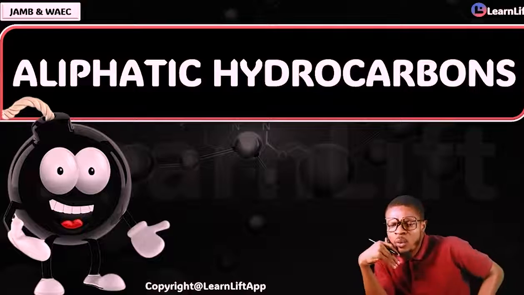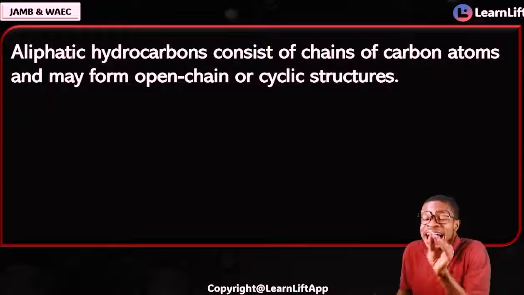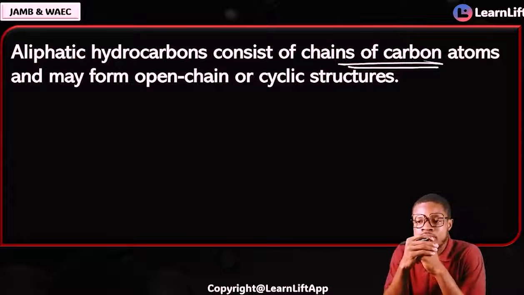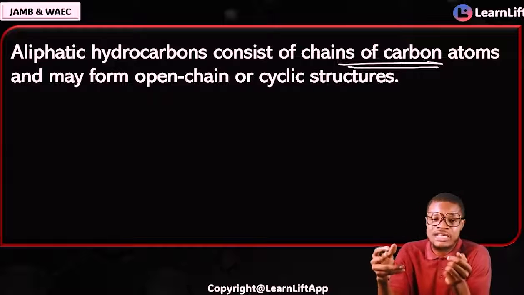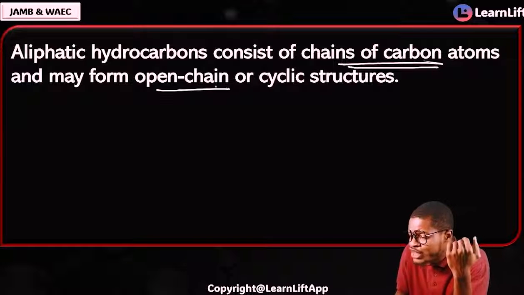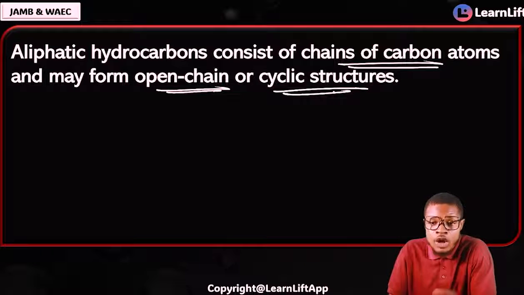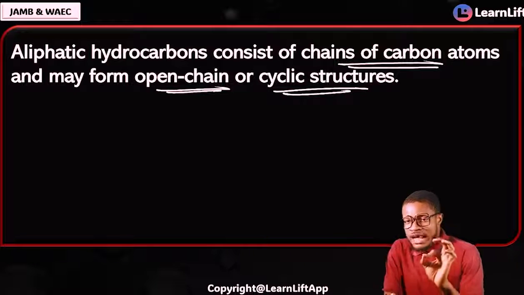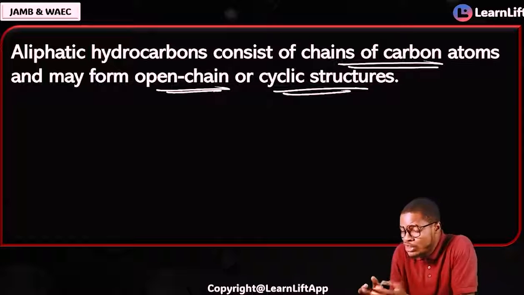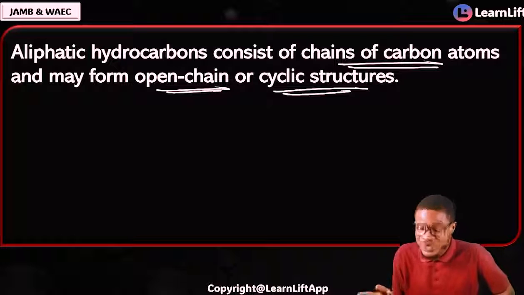Which hydrocarbons do we call aliphatic? First, understand this, that aliphatic hydrocarbons consist of chains of carbon atoms. What are they made up of? Chains of carbon atoms. And those chains of carbon atoms may either be open chains or cyclic structures. So it's very okay to say that aliphatic hydrocarbons are broken into two: the ones that have open chains and the ones that don't, because those that don't have open chains will form cyclic structures. You will see that shortly.